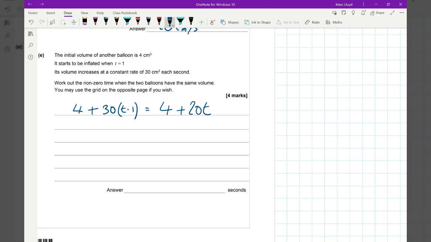Now we can start to solve this. That cancels there. Expand that left-hand side: 30t take away 30 is equal to 20t. 10t is going to be equal to 30, and therefore t is equal to 3. So t is going to be 3 seconds.